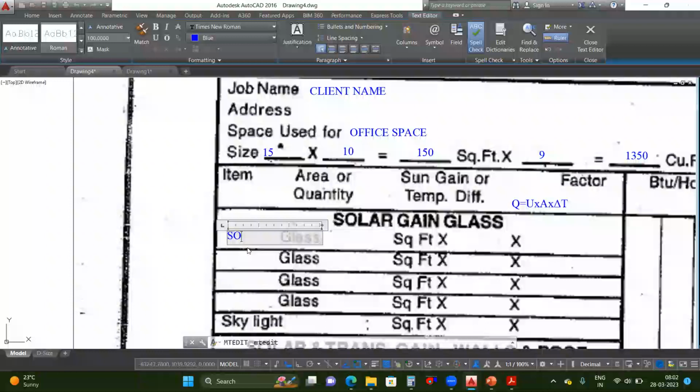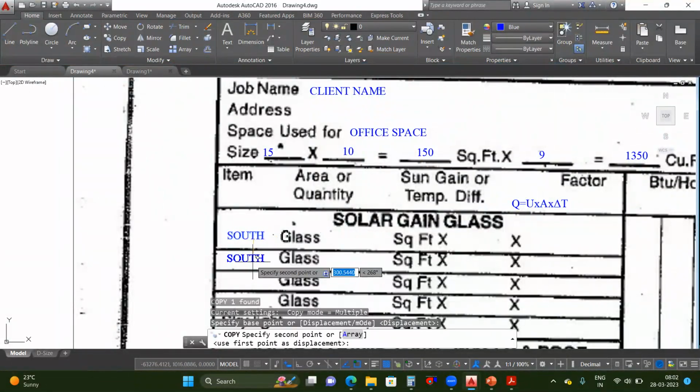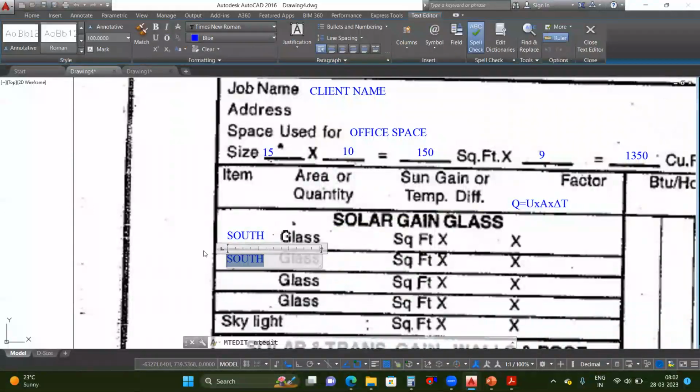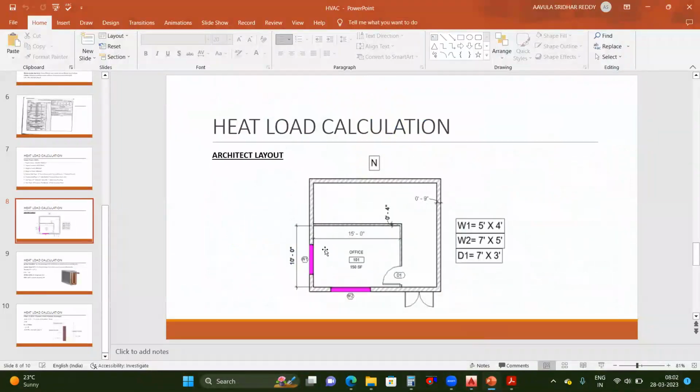I'll write it as south and west. So if you have more glasses in different directions, you can enter them. We have only two in this example, so I am assuming these two. If you have, for example, a north side or east side, you can take how many windows are available. Based on that we need to take.